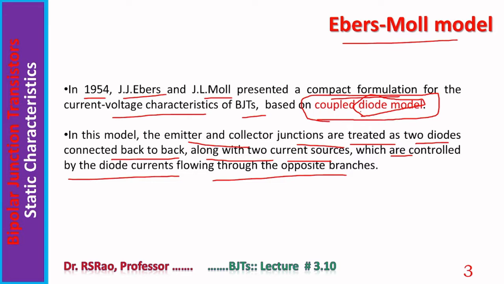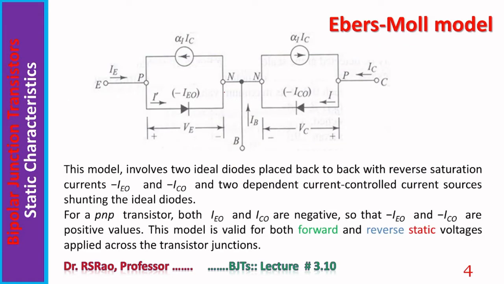Diodes are used profusely in this model. Two junctions are there in BJT. Each junction is replaced by one diode. Here is shown the actual model: emitter, base, collector. IC is collector current, IE is emitter current, IB is base current. In this model, one can see two diodes.